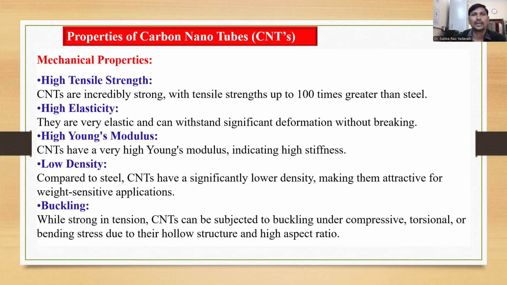And next one, buckling. Buckling means when we apply pressure, the materials can be bent or twisted or elongated. This property is called the buckling property. While strong in tension, carbon nanotubes can be subjected to buckling under compressive, torsional or bending stress due to their hollow structure and high aspect ratio. That means their length is much greater than their diameter.